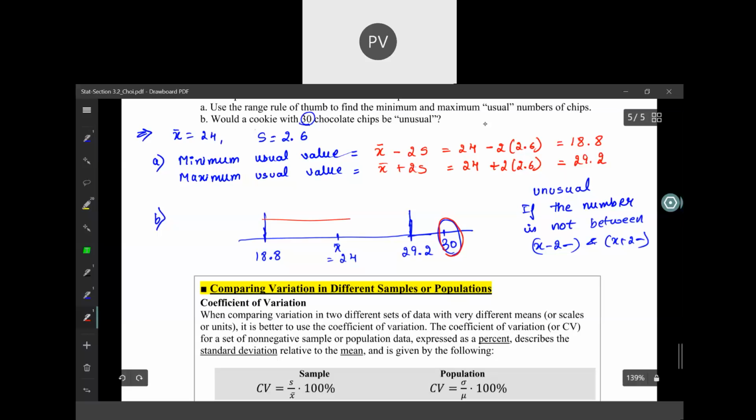A value which lies between the range is called usual. A value which lies outside this range is called unusual. So the answer is yes, that's unusual. Specifically it is called an unusual high value, because it is greater than the maximum.